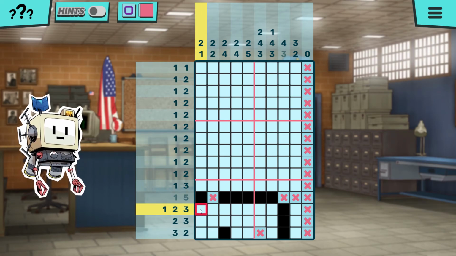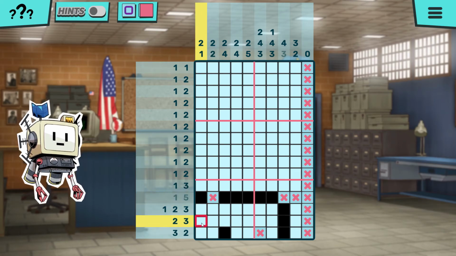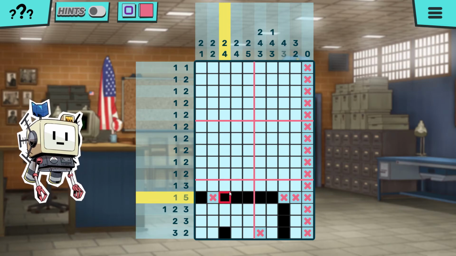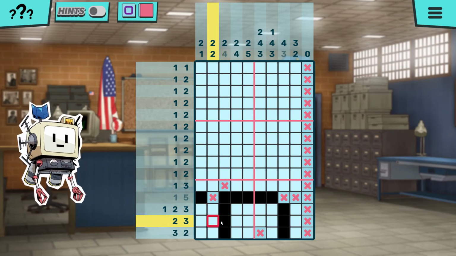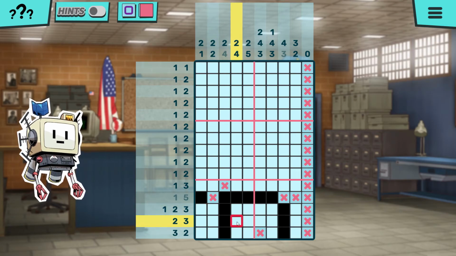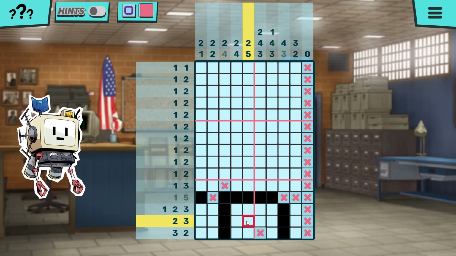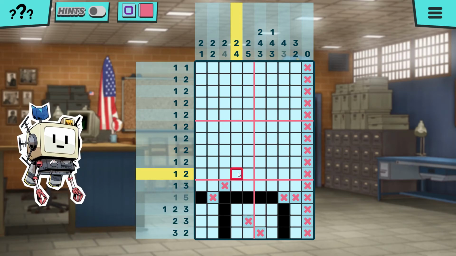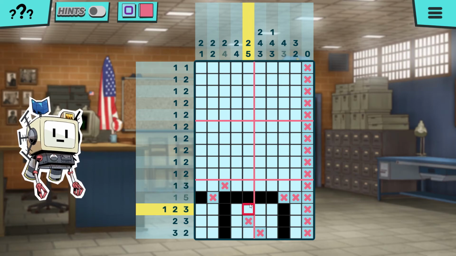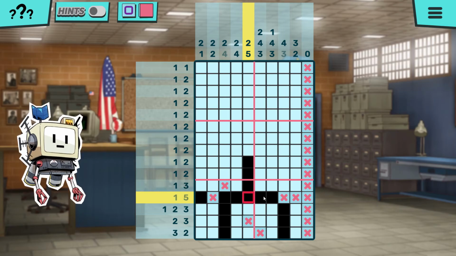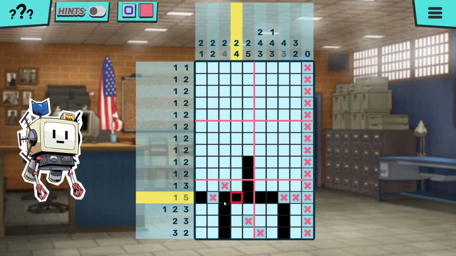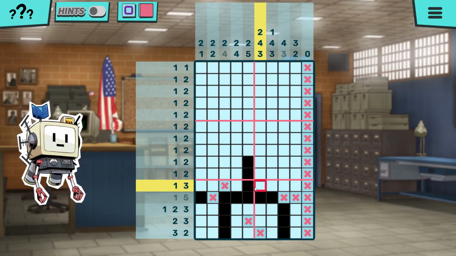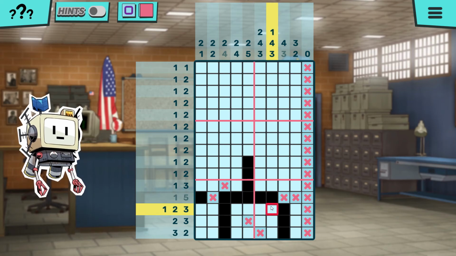Wait a second. This could still be the 2. 1 further down. This needs to be a 4 though, so that's done. There's a 2 here. This needs to be blank. There's a 5 at the bottom, so that at least tells me these have to be filled out. Right, what else can I say? That could still be the 1 as well.